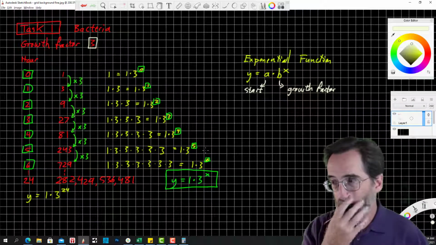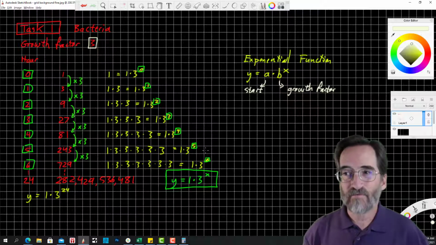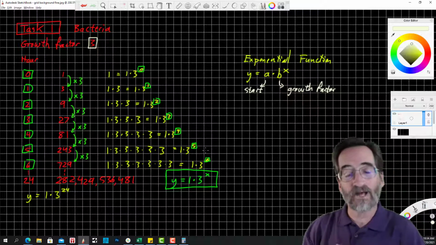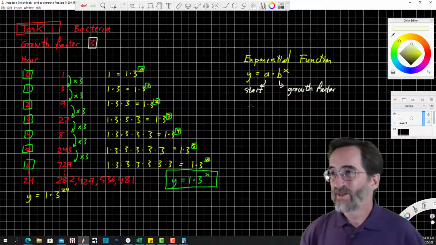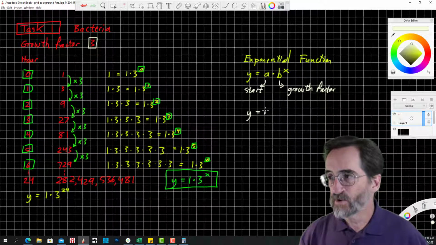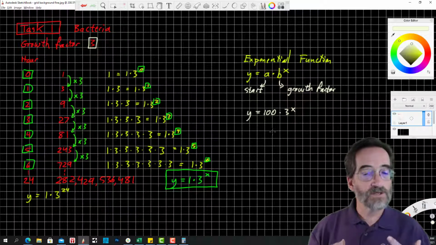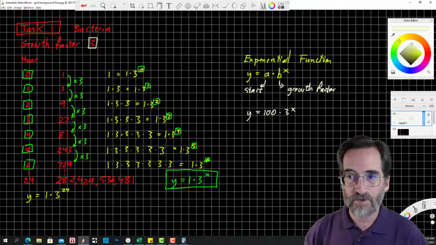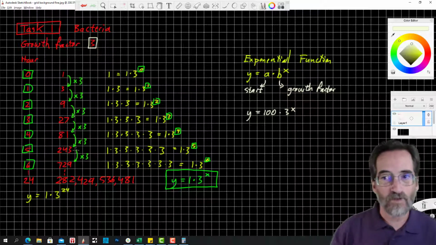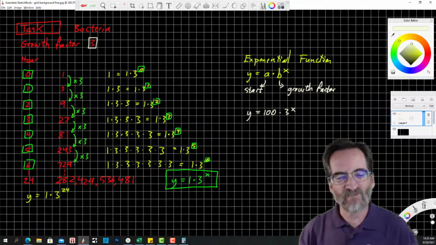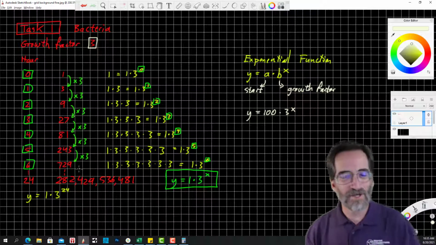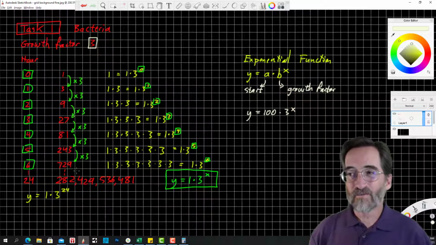Now, there's one more thing we need to look at, and that is that start value. The question is asked, what would happen if we started with 100 bacteria instead of just one? Well, in that case, the formula would become y equals 100 times 3 to the power of x. The equation would start at 100 and go up from there. So my numbers would be 100, 300, 900, 2700, 8100, 24,300, and 72,900. So that's a brief explanation of that.